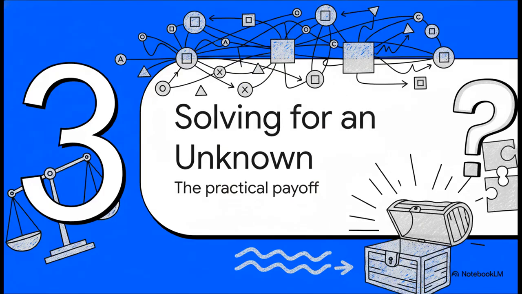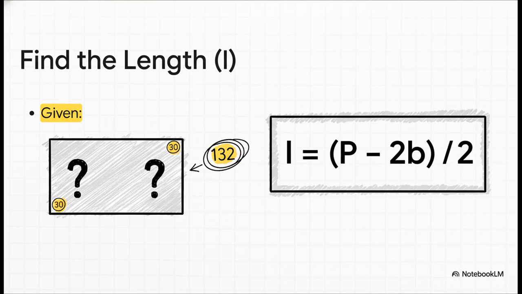So why do we even bother learning this? What's the point? Well, this is the real payoff. It means you can take any formula and use it to find any missing piece of the puzzle, not just the one it was originally designed for. Let's jump back to that simple perimeter formula for a second.